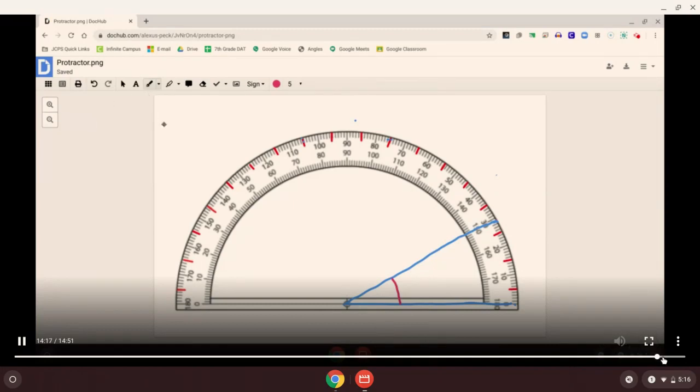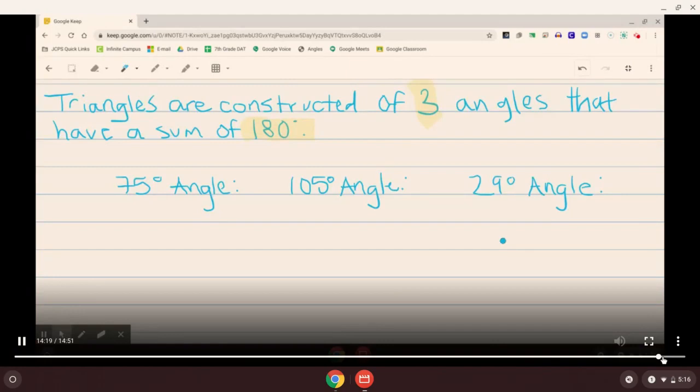So make sure you've written all 3 of those angles on your paper. Like I said, you do not have to write them on the protractor. Just use your protractor to write them on your notes paper, because you will need that protractor again for part 2.